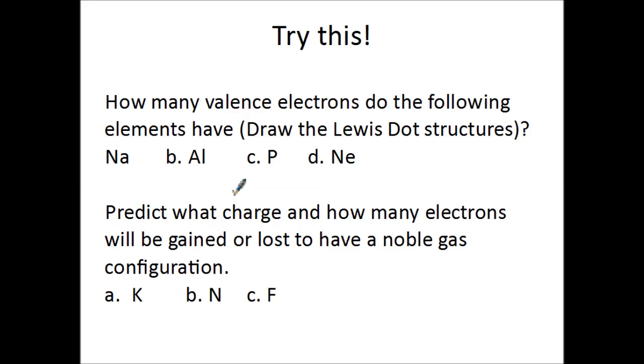So for A, you're looking at potassium. For B, you're looking at nitrogen. And for C, you're looking at fluorine. So go ahead and try to guess what type of charge those elements are going to have. Okay, and then what we're going to do tomorrow is you're going to bring this back in, and as a class, we're going to talk about what you got for these answers. So make sure you're prepared for class tomorrow morning.